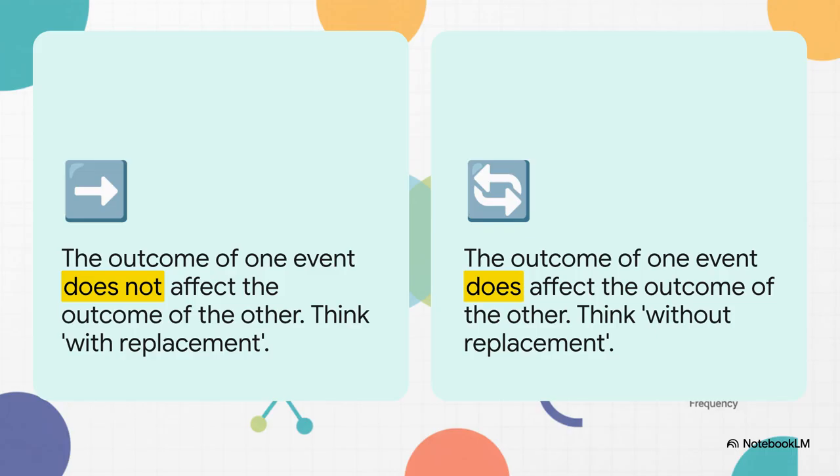Independent events don't affect each other at all. Think about rolling a die twice. The first roll has 0 impact on the second. But dependent events do affect each other. The classic example is picking sweets from a bag without putting them back. Whatever you pick first changes what's left, and that changes the probabilities for the second pick. Getting this right changes the entire calculation.